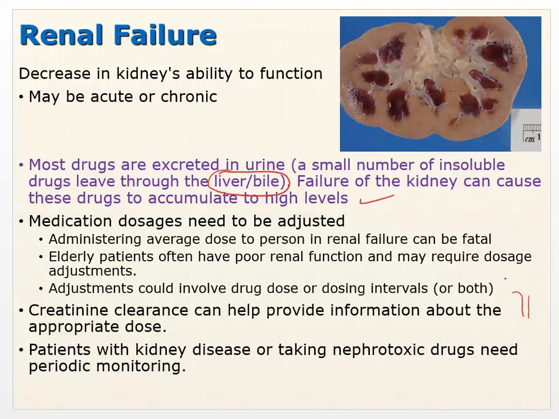And if you think about that, if creatinine is found in the blood, and we start seeing a decrease in the creatinine in the urine, then you can pretty much guess that since the drug is also in the blood, you're probably going to have a decreased amount of that drug being passed through the urine. So you can get an idea about that through creatinine clearance.